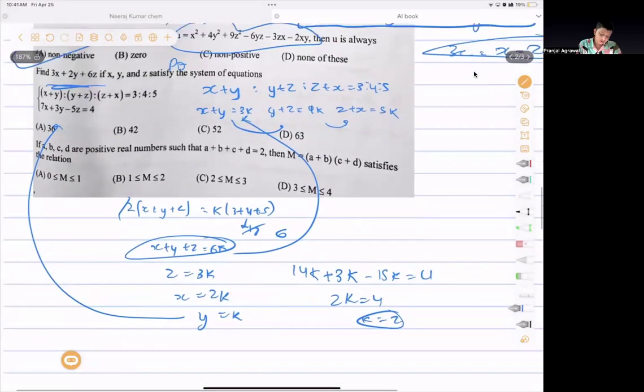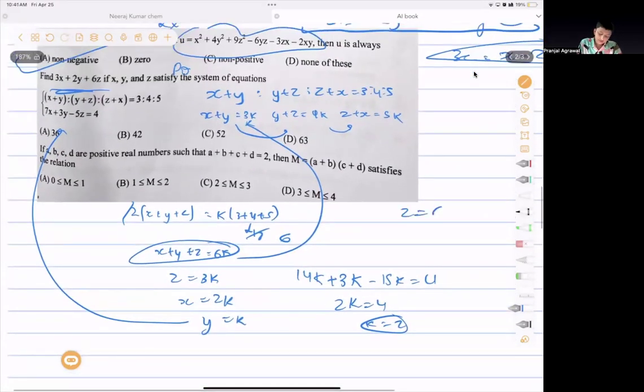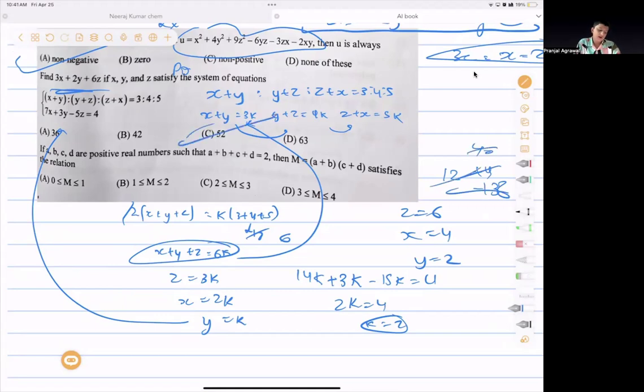क्या आएगा? Z is equal to 6, x is equal to 4, y is equal to 2. So 12 plus 4 plus 36, 40 हो गया. 52 आंसर.